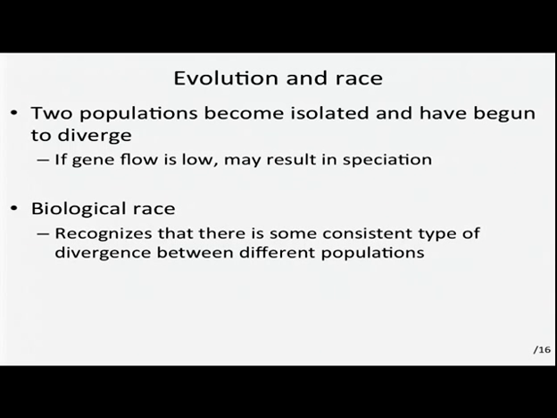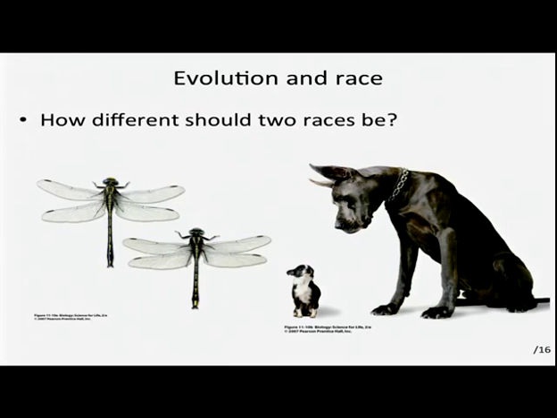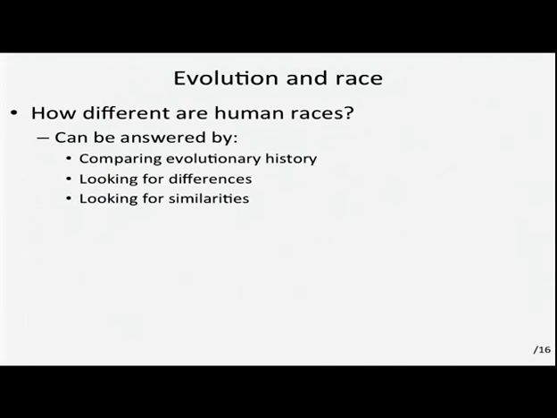So the definition of biological race is some consistent differences between different populations. Two different races of dragonfly look very similar. Oh, look at that cute guy. Those guys, very different. So we would identify those dogs as being two different breeds, or two different races, even though they're still the same species, because you can do the sex test. That would be interesting.